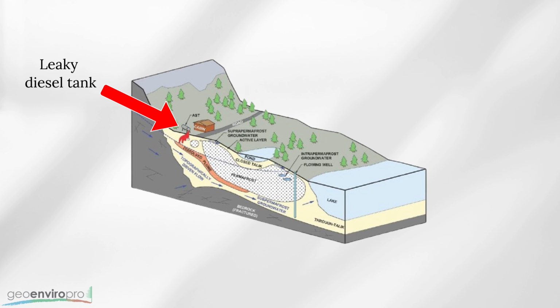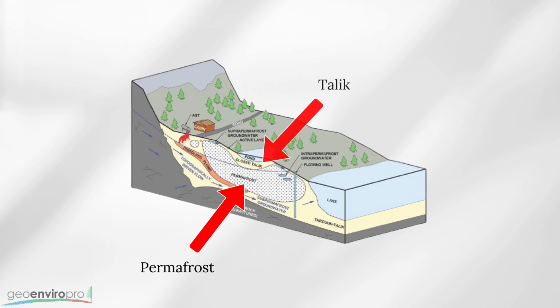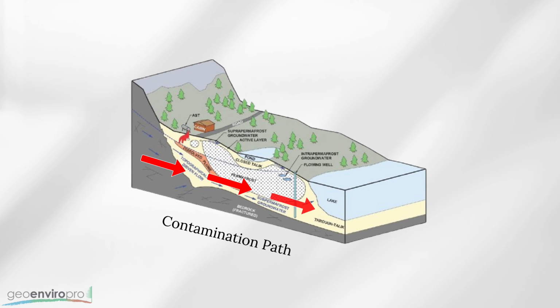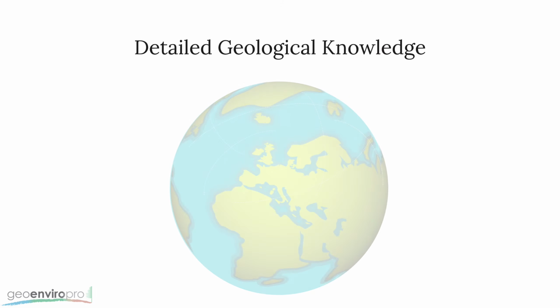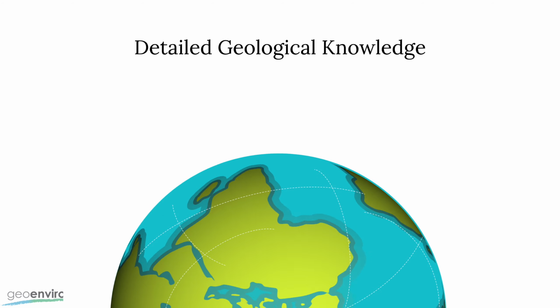Here, a leaky diesel tank infiltrates the ground, reaching the water table and interacting with complex elements like permafrost and talik. This model illustrates the contamination path, but how accurately does it represent the subsurface? That's where detailed geological knowledge comes into play.